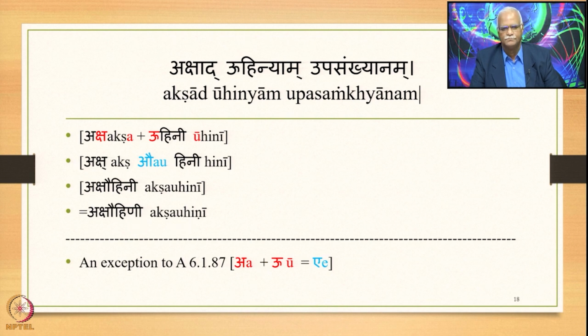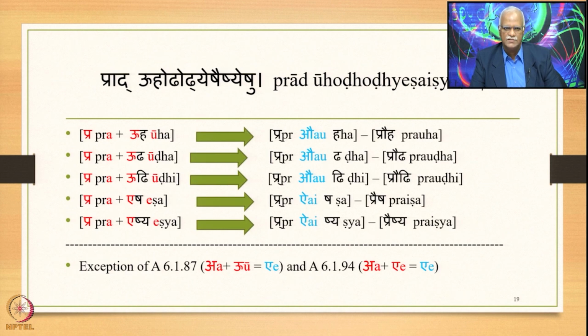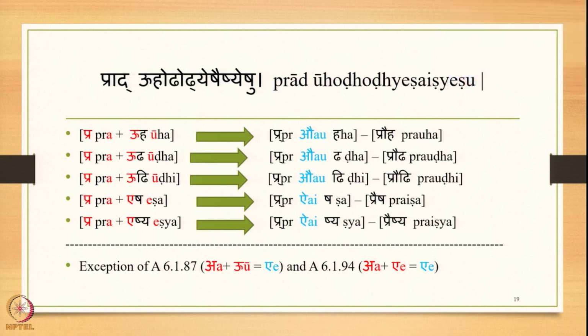as the word, with the vriddhi sandhi taking place. Actually, when a is followed by u we have 6.1.87 which applies and generates the output in the form of o, but not in the case of this specific word akshauhini. Here a plus u and the output generated is au, namely the vriddhi. The next vartika is prat uhodho dhye shaishyeshu.